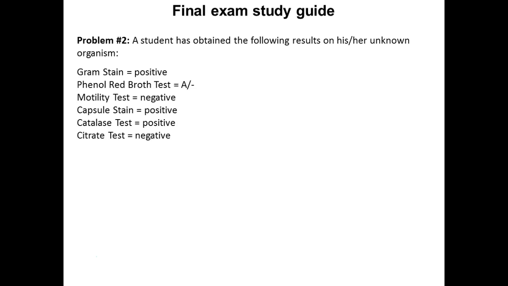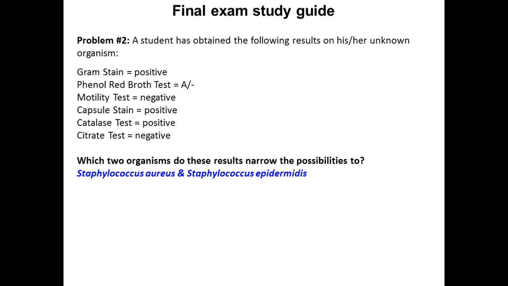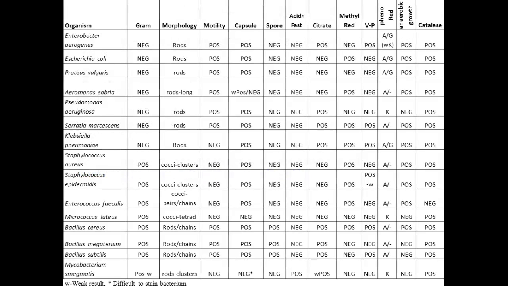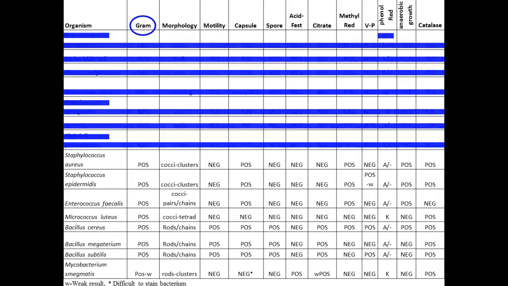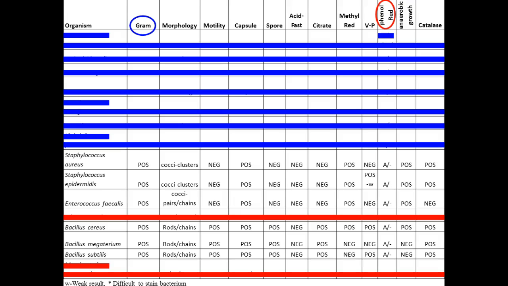So for the next one, we give you these following results, and you're only narrowing it down to 2 organisms. Which 2 did you guys get? The 2 staphs, Staph aureus and Staph epidermidis. Gram positive, so we can eliminate the whole top half of the chart, because all those are negatives. And then phenol red was A-, which means acid, no gas. So we can eliminate it down to just these 6 organisms.